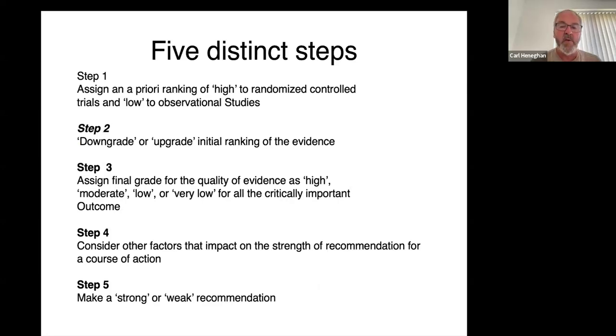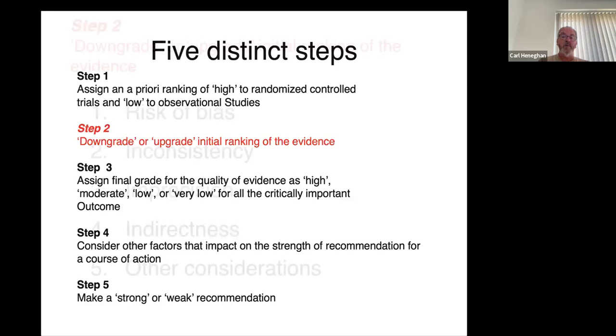Now, 5 distinct steps. You assign a priority ranking of high quality to randomized controlled trials and low to observational studies. Then downgrade or upgrade the initial ranking of the evidence. Step 3, assign a final grade as high, moderate, low, or very low, which we showed you. Step 4, consider other factors that impact on the strength of recommendation for a course of action. Step 5, make a strong or weak recommendation. You can make a conditional recommendation.